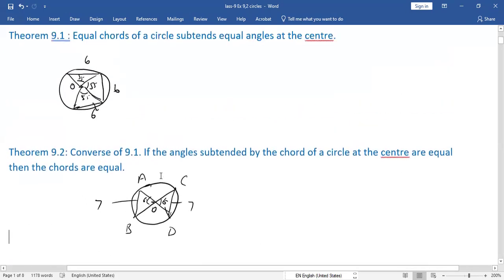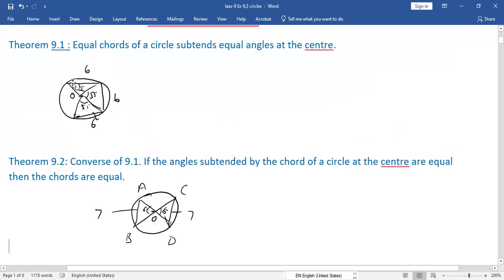That we can prove because two triangles are congruent. So CPCT we are doing this one. You can see two triangles. Chord 6 is equal to 6. The radius is equal to radius. Two radii. SSS congruency, you can prove that.